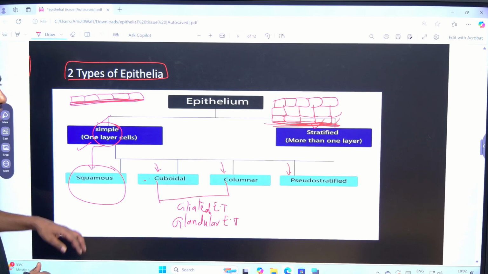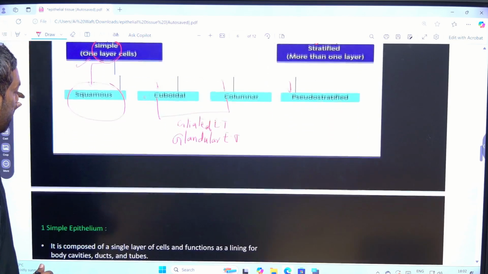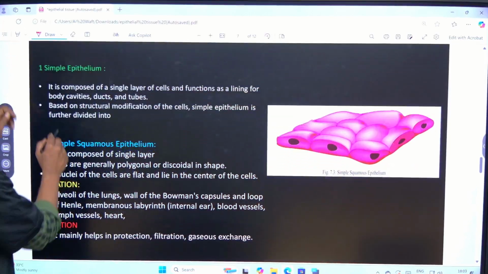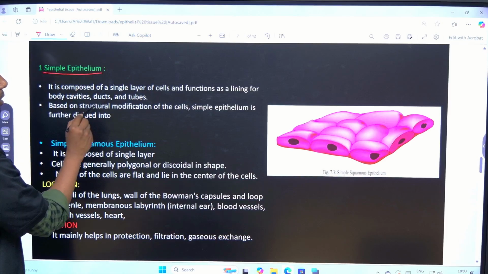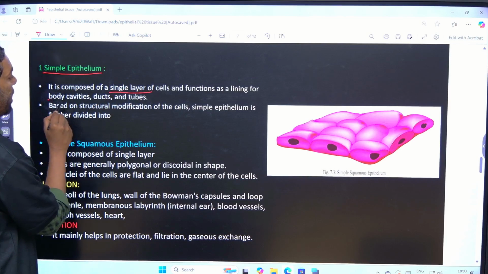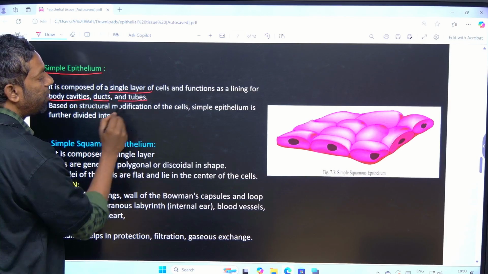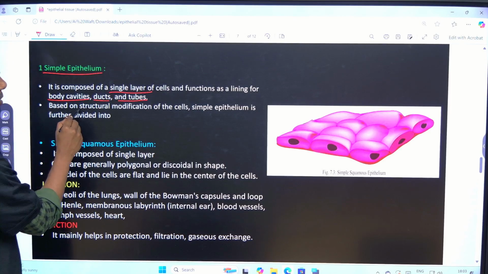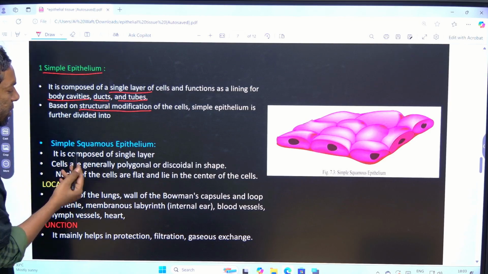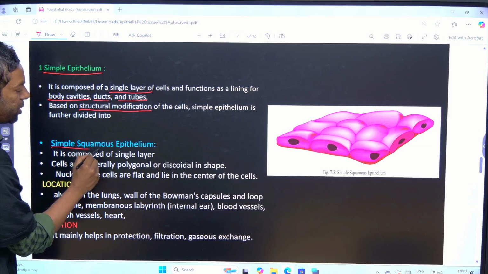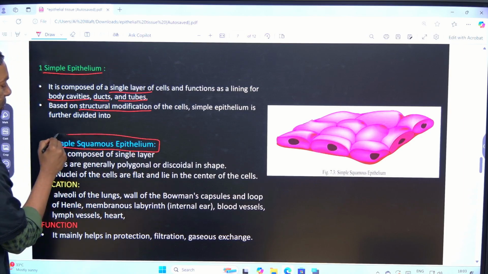Squamous epithelial tissue. What is squamous? Simple epithelium. In this simple epithelium, it is a single layer, lining body cavities, ducts and tubes. Based on structural modification, the simple epithelium cells are of some kinds we discussed. First, simple squamous epithelium tissue.